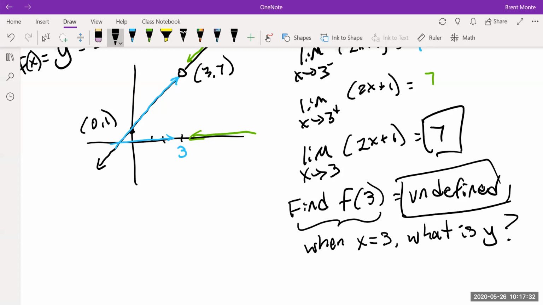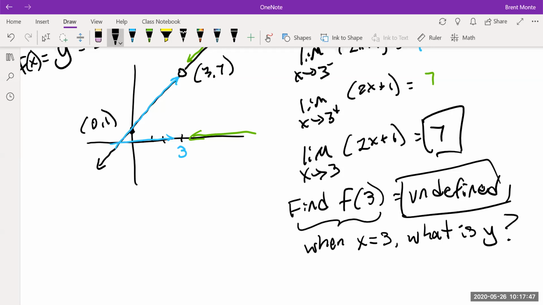So this one, we don't have an f of 3 because there's an empty hole there. Didn't change the limit though. That's the key here. The limit still exists, even though the function value does not. Okay, so that's the basic idea of what we're doing there.